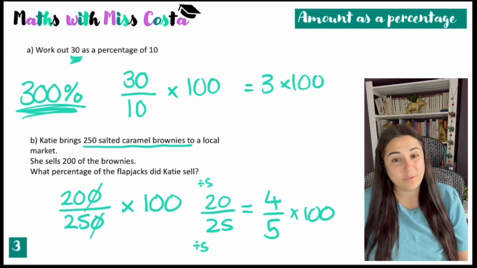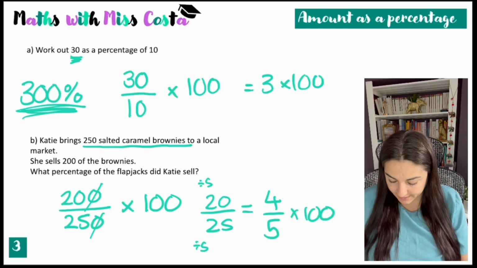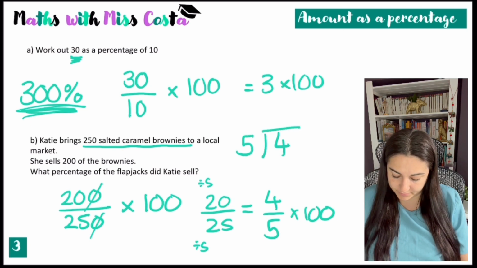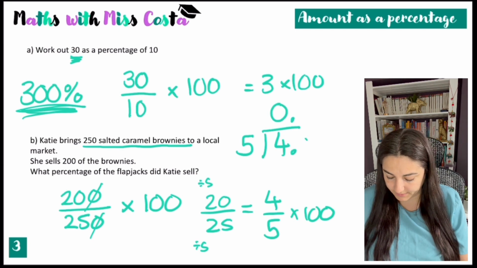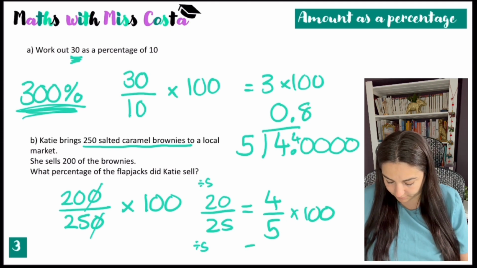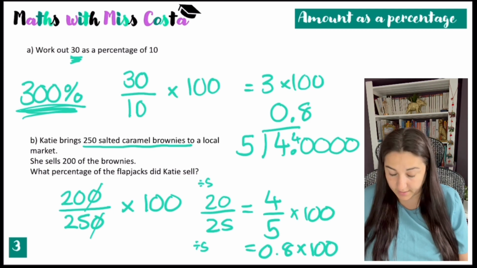Now you might know what 4/5 is, you might know it's 0.8, but if you don't, then just use the bus stop method. 4 divided by 5. How many times does 5 go into 4? 0. So I've run out of numbers, so just put loads of zeros here. How many times does 5 go into 40? 8. So you've got 0.8 times 100, which would give you 80%.